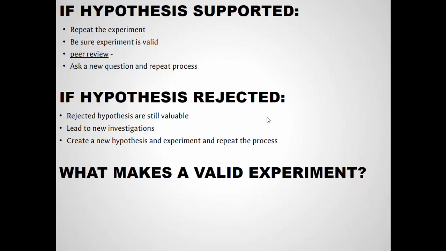If our hypothesis is supported by our data, we might repeat the experiment to confirm the results. We want to make sure our experiment is valid. And often what scientists then do is they publish their research. So scientists write a paper describing their experiment, telling about the methods they used, describing the results, providing the conclusions, and they publish these in what we call journals, where other scientists read these.